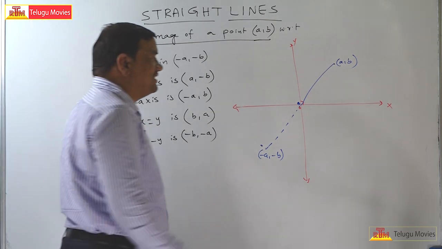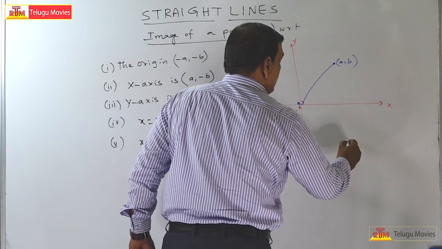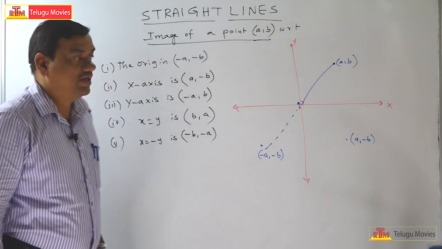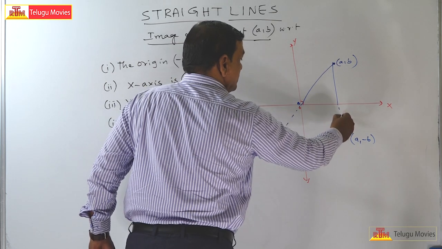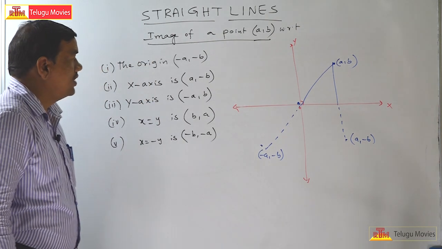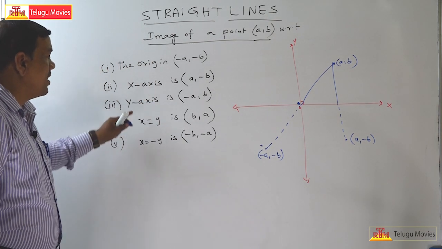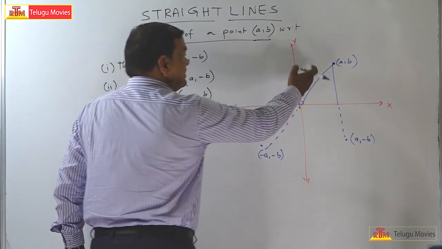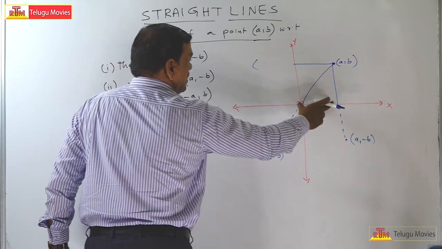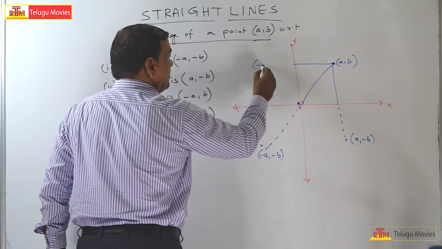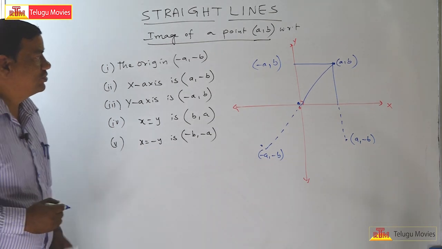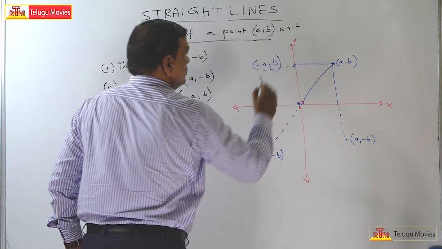With respect to the x-axis, its image will be like this. The x coordinate will be the same, then the y coordinate will be minus b. So this is the point and its image. The x coordinate is the same, the y coordinate will be negative. The image of the point a comma b with respect to the y-axis lies in the second quadrant. Whatever the length a, it will become minus a, but the height stays, so minus a comma b. So this will be the point.